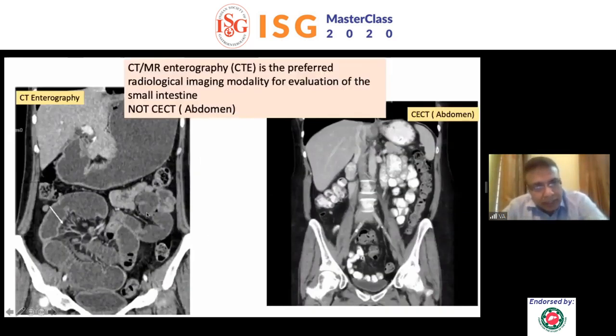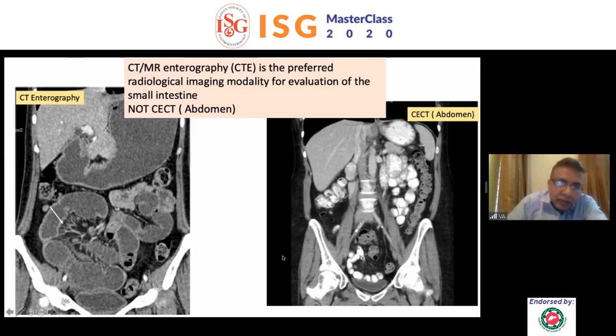Now, on the left-hand side is what is known as a CT enterography, where you give negative or neutral contrast. And on the right-hand side is a regular normal CECT abdomen. And why I put up this slide is that still at times, we often confuse and think that CECT abdomen should give us good enough information when it comes to identifying, treating, managing Crohn's disease. No. Even though it may be a little bit more troublesome for the patient to do CT enterography, the amount of information which CT enterography or MR enterography gives is much superior as compared to CECT abdomen.